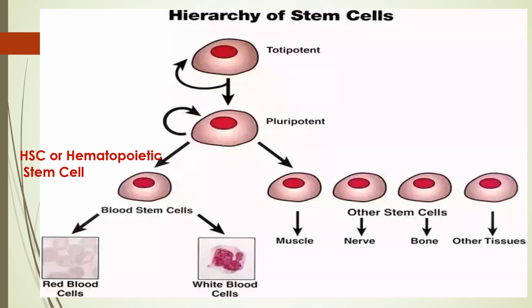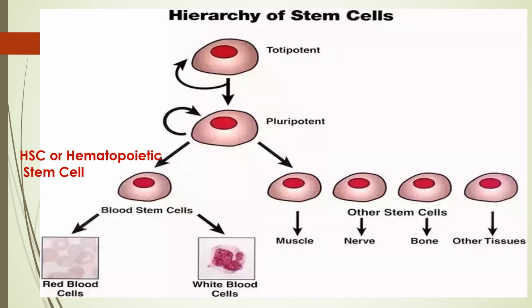In this slide, you will see the hierarchy of stem cells. At the top is the totipotent stem cell. This totipotent stem cell has the capability or ability to form any type of stem cell which can give rise to any tissue of the body. So it is a totipotent cell. It may give rise to stem cells which may make muscles, nerves, bone and other tissues.